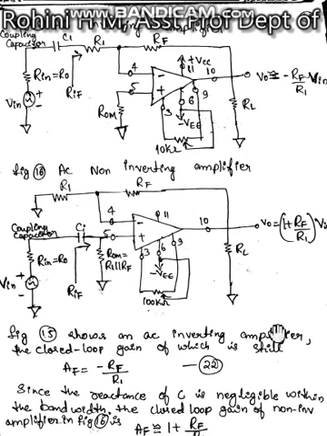We have already discussed the AC inverting amplifier circuit and the non-inverting amplifier circuit, which include the coupling capacitance. Their respective output expressions are given here, where the gain of the AC inverting amplifier is minus RF by R1, whereas the gain of the non-inverting amplifier is 1 plus RF by R1.